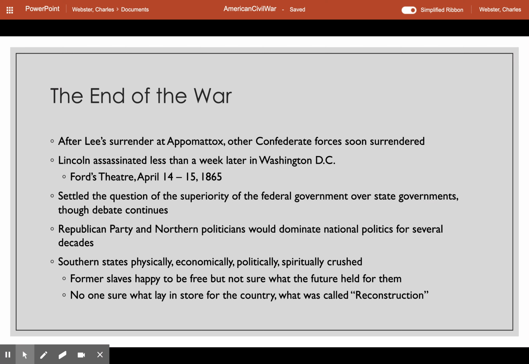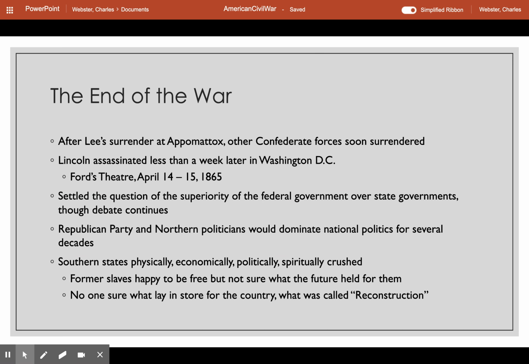So the southern states, as I mentioned previously, were physically, economically, politically, and spiritually crushed. Hundreds of thousands of their men had died. Their families were left distraught. Physically, the landscape had changed. The Union Army had marched through places like Georgia, South Carolina, and Virginia, and had burned down cities, taken down trees, taken supplies, and burned down farms.